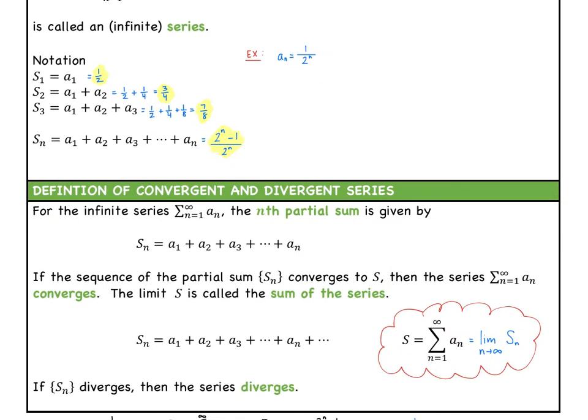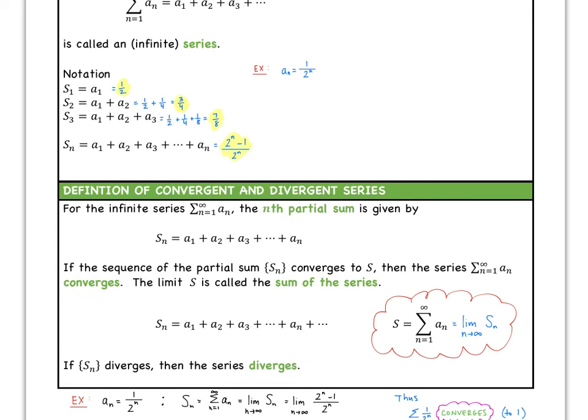So we then need to talk about convergent and divergent series, okay? For infinite series, the sum of the terms of the sequence, the nth partial sum is given by S sub n equals a1 plus a2 plus a3 all the way to a sub n. So that's what we talked about up above. If the sequence of the partial sums converges to S, some value, then the series, the sum of all the terms from n equals 1 to infinity, the infinite series converges. The limit S is called the sum, okay?